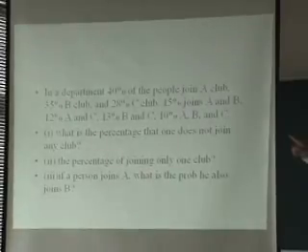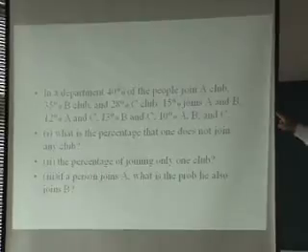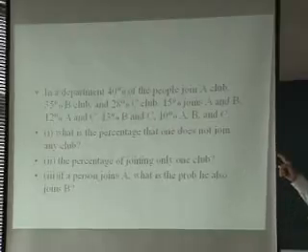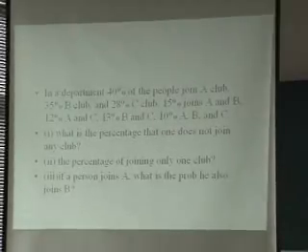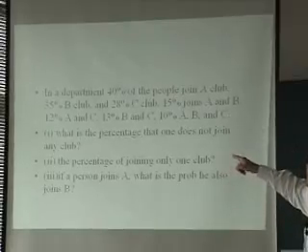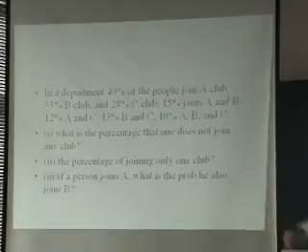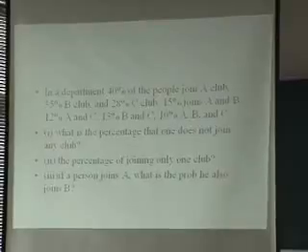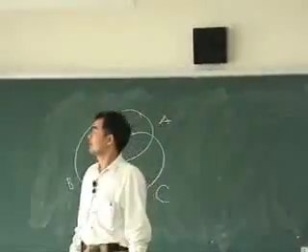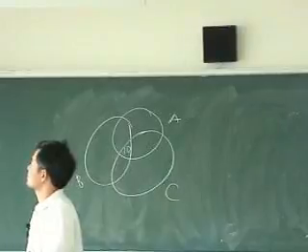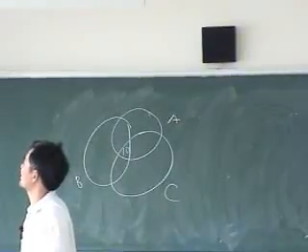So we have 40% of people join A club, and 35% join B club, 28% C club, and 15% join A and B, 12% A and C, 13% B and C, 10% A, B, C, okay? So 10 is here, right? 10%, A and B and C. And the first question is, what's the percentage of people who do not join any club?